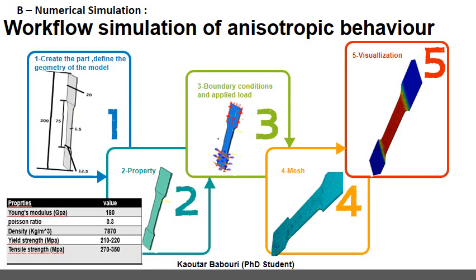Now, the second method, numerical simulation. As you can see here, we have workflow simulation of anisotropic behavior. Here we present steps, but in brief. First step was to create the part. Second one, to add the properties of our material as shown here in this table. We have Young's modulus, density, etc. Third, we added our boundary conditions and the applied load. Then we have mesh, job, and finally visualization. As you can see here, we get our first result.